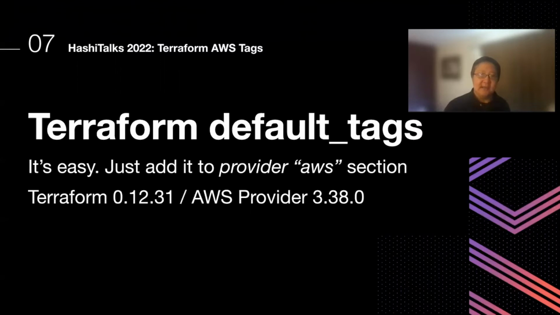Now, AWS Terraform default tags. So in Terraform 0.12.31 and AWS provider version 3.38.0, HashiCorp introduced this great new feature called default tags. What default tags does is, with just 10 lines or less of configuration, you can automatically tag every resource that Terraform creates and touches. It's a really great feature, and Terraform, for the most part, did a really great job with it. So instead of talking about it, let's look at some code.